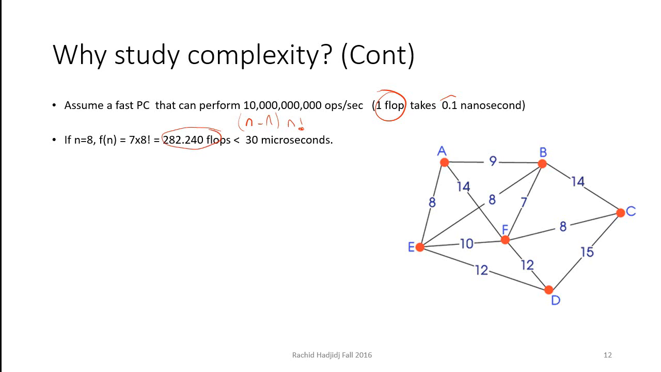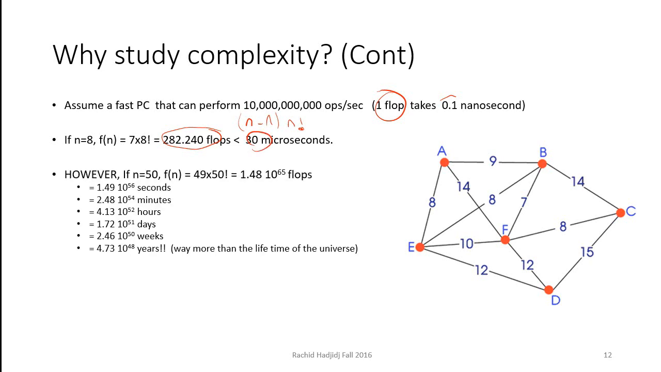Considering that each addition takes 0.1 nanoseconds, the time will be roughly 30 microseconds, which is pretty fast. Now let's take 50 cities, which is not very big, by the way. The number of additions is 49 times 50 factorial, which gives 1.48 times 10 to the power 65. This is the number of additions required to find the solution. Well, this is a very big number.